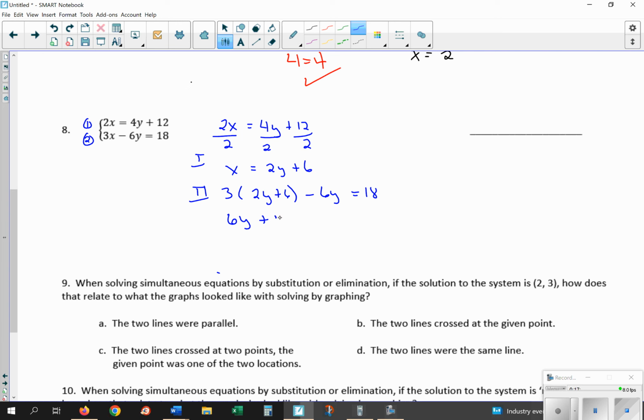Multiply. I can collect my like terms. Positive 6y and negative 6y are on the same side of the equal sign. They add to 0. And I have 18 equal 18, which is a true statement. And the interpretation of that is infinitely many solutions. Can also say all real numbers as a solution here.